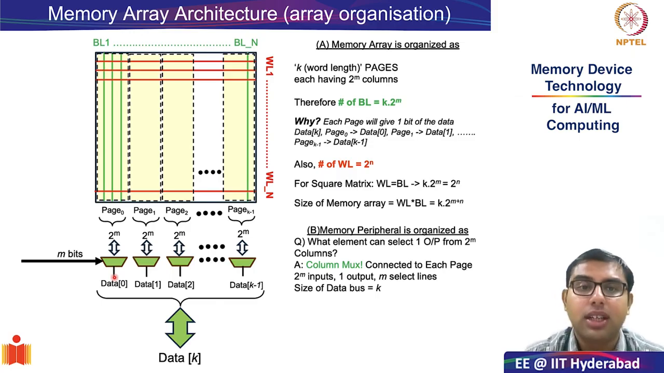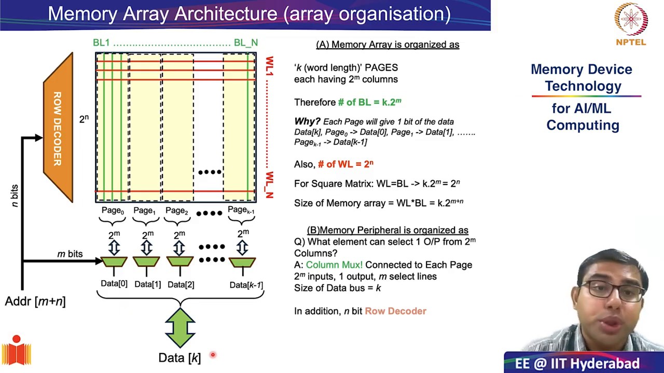In this fashion, 2 to the power of m bit lines coming from individual pages, each of the k pages, are then converted into k bits using the column mux. And these k bits are finally what is fed to the data bus.